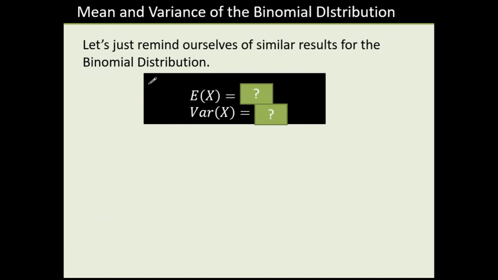Okay, so moving on to the binomial distribution, and hopefully you met these results in your A1 maths. For the binomial distribution, the expected value of x is equal to n times p. So remember, n is the number of trials and p is the probability of success. The variance is equal to npq, and that's where q is the probability of failure, if you like, so it's 1 minus p.